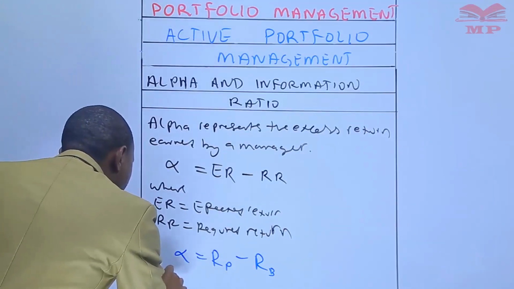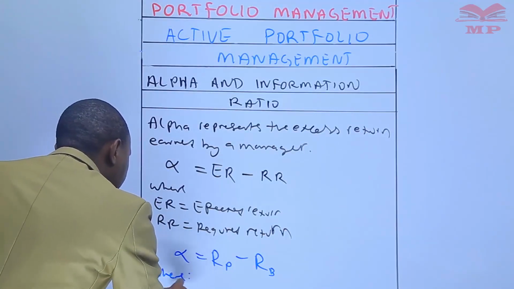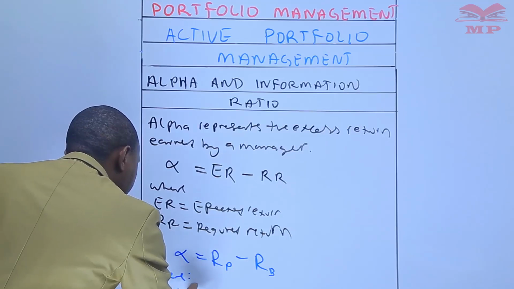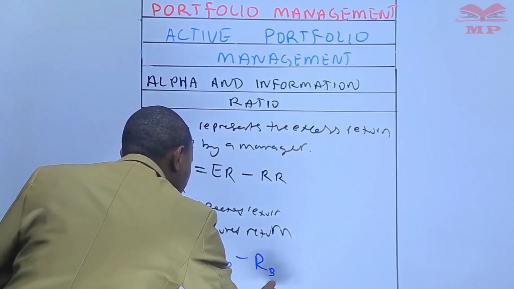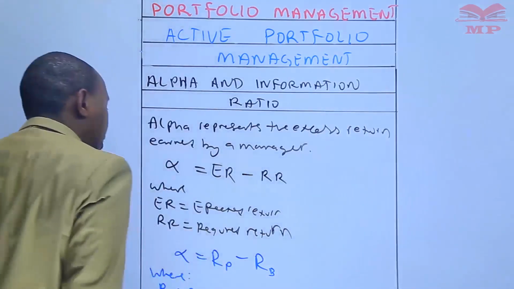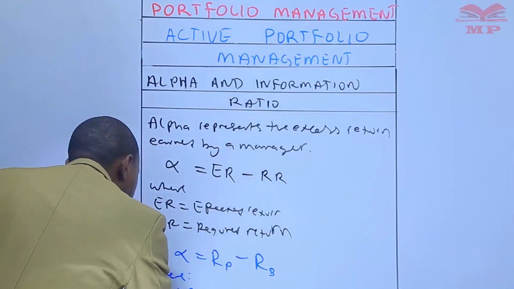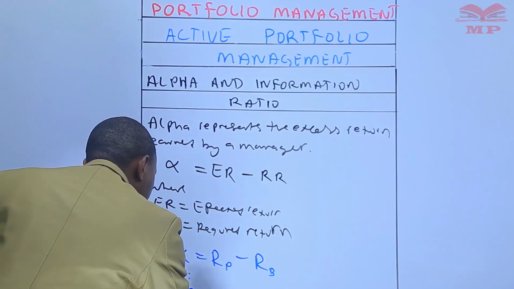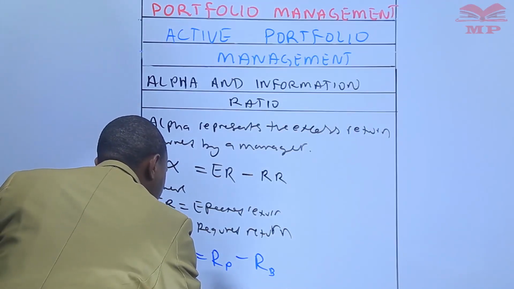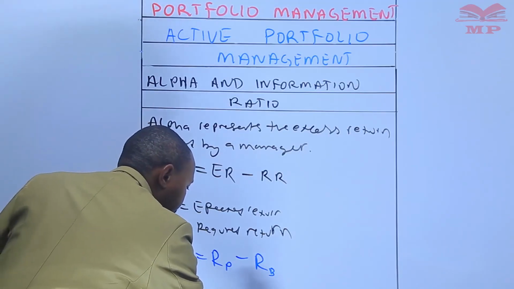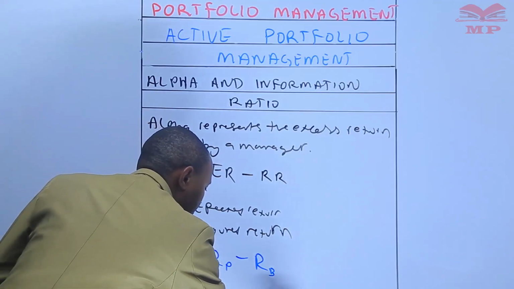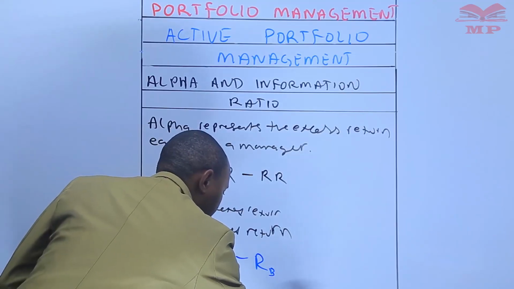Where we are saying RP is return on portfolio, RB is return on benchmark there.